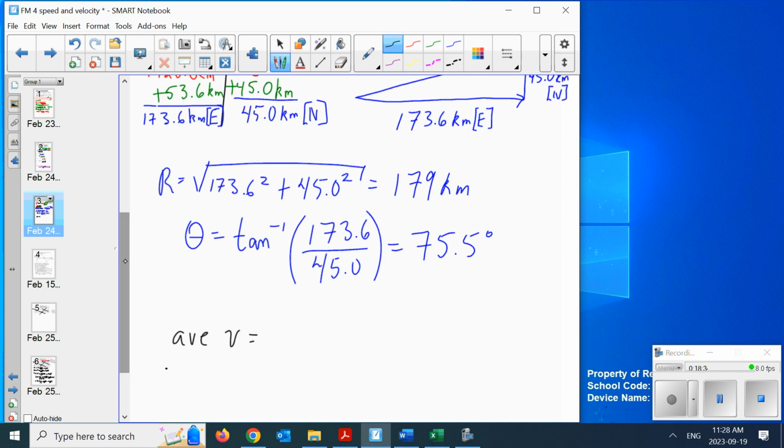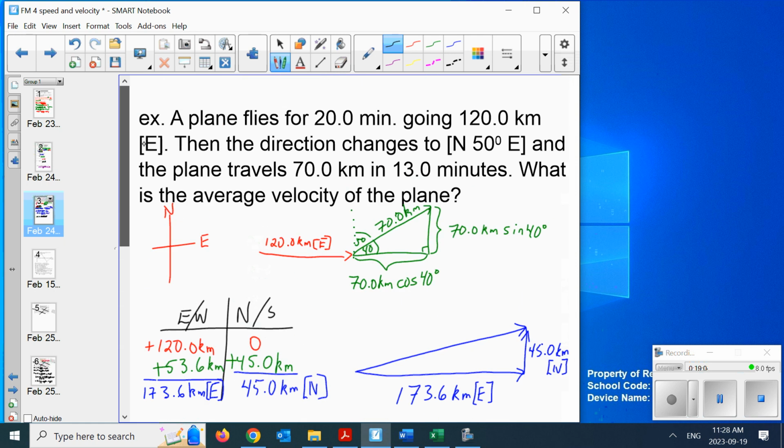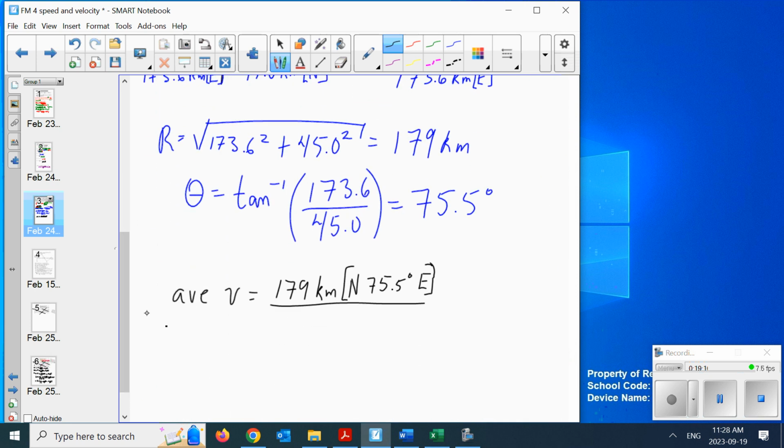The average velocity, displacement of 179 kilometers, I'm going to put in north 76 degrees, or I guess it would still stay at 75, I have 75.5 degrees east, divided by the time of. The time, I'm pretty sure, was given in minutes. 20 plus 13 minutes is 33 minutes. That one, we've got to come up with in hours, right? Kilometers per hour makes sense.